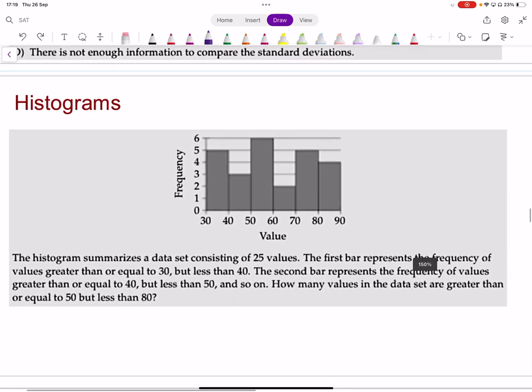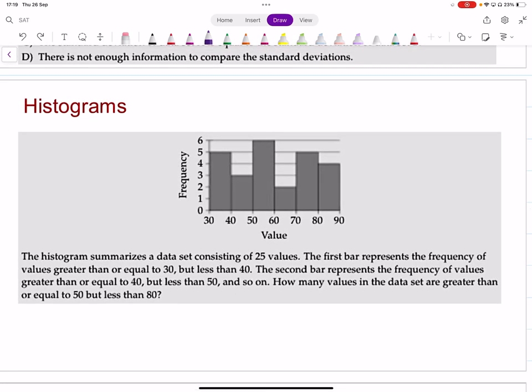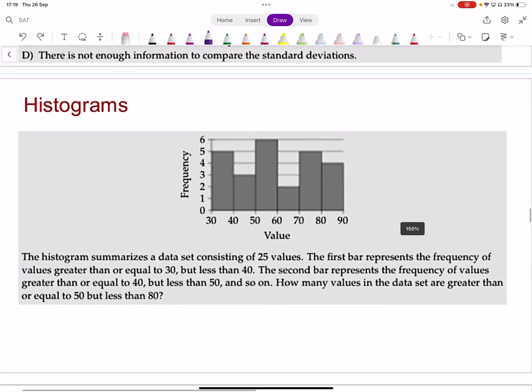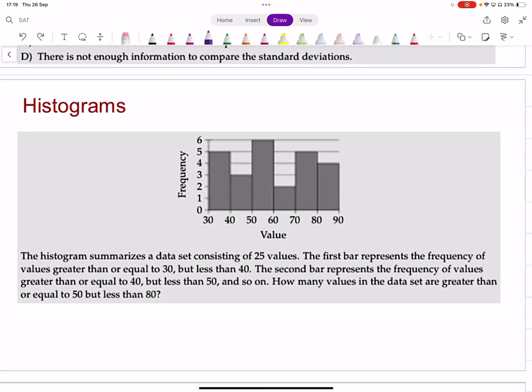Now, sometimes you have histograms as well. You have this histogram that summarizes. Now, in a histogram, you can have frequency on the vertical axis. Sometimes you can have frequency density on the vertical axis as well. In this case, they have frequency. It summarizes a dataset consisting of 25 values.